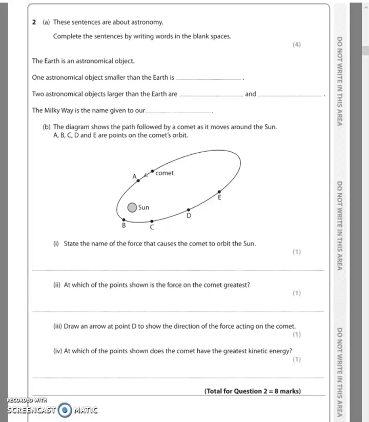Paper 1R, June 2016, question 2. So I'm going to struggle with this one because it's got the word astronomical in it, which I do not like. So every time I get this wrong, you are not allowed to giggle.